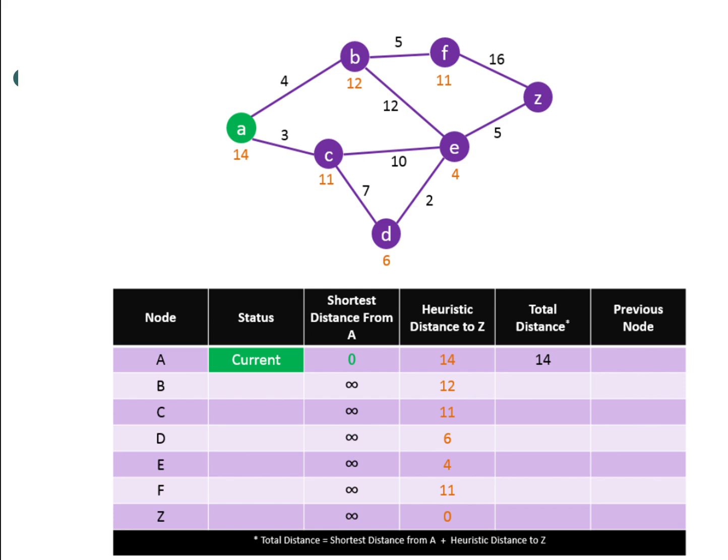Initially, we are starting from node A. A is the current node with the shortest distance of 0. Since there is no previous node for A, the distance is 0 and the heuristic value is 14. The total distance is the sum of the shortest distance and the heuristic distance.